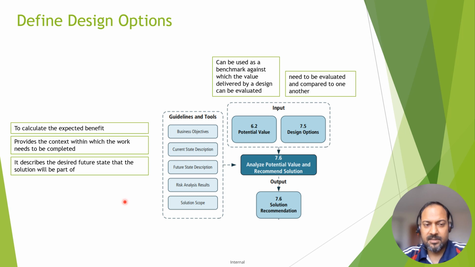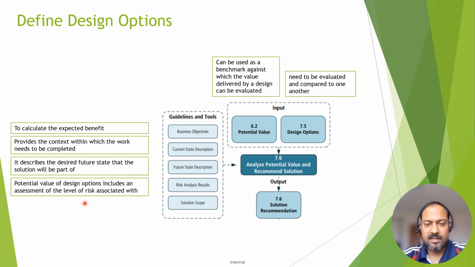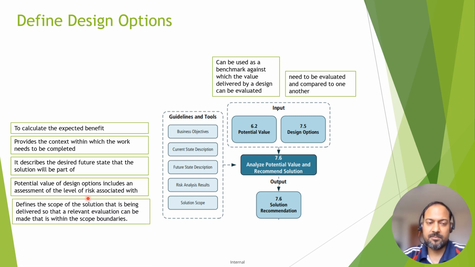Future state description: it describes the desired future state that the solution will be part of. Risk analysis result: potential value of design options includes an assessment of the level of risk associated with them. And the solution scope defines the scope of the solution that is being delivered, so that a relevant evaluation can be made that is within the scope boundaries.